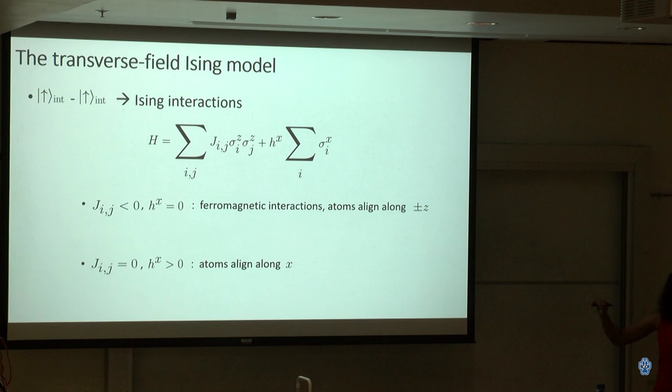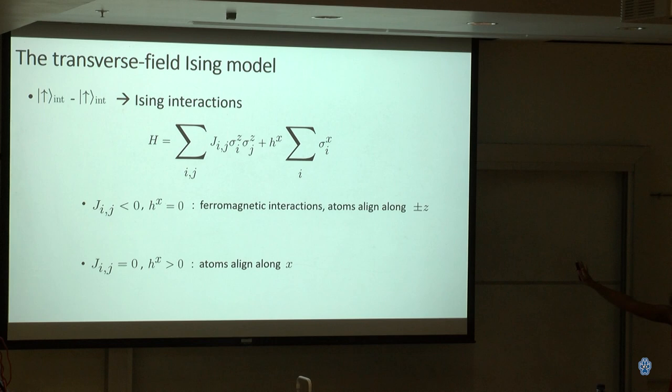So if H is zero and you have interactions, if you have J less than zero, you still have these ferromagnetic interactions and you still have two ground states, all up or all down. But say you have no interactions or your interactions are very weak compared to your external field. All of your atoms are now going to want to align along that field. That is a single ground state. It's a paramagnet. So by changing the interplay between the interaction strength and the external field strength, you can undergo a phase transition from a single ground state, a paramagnetic state, to a ferromagnetic state.